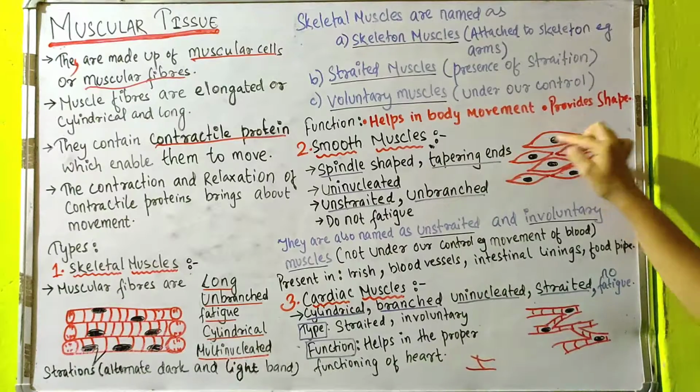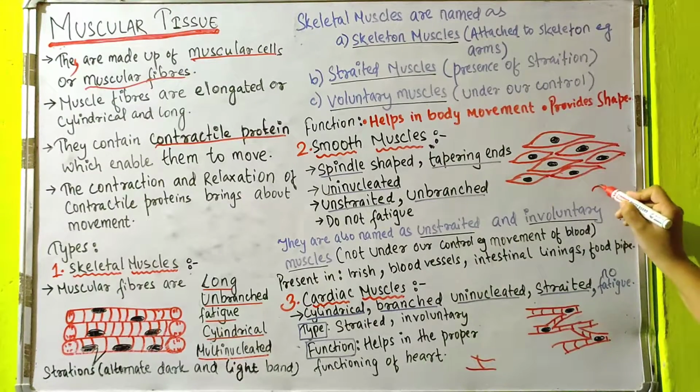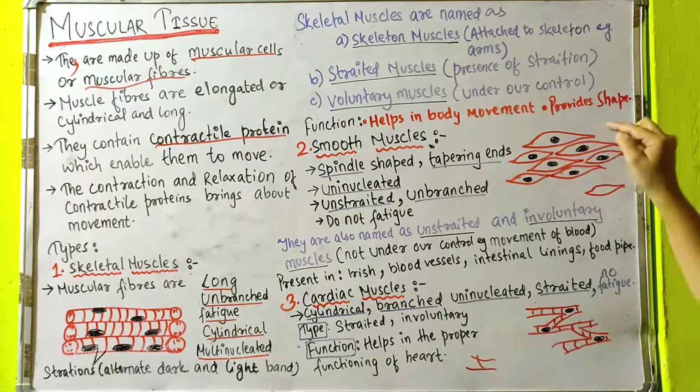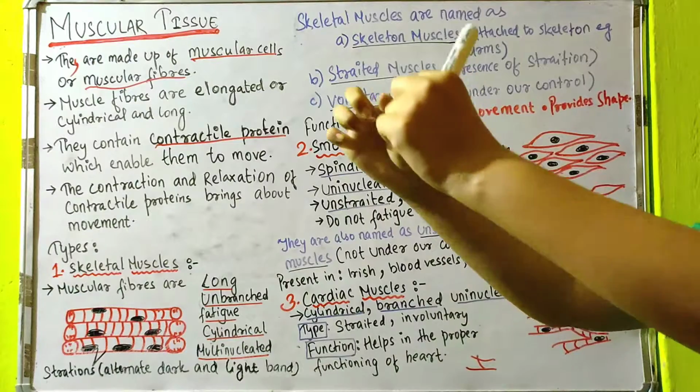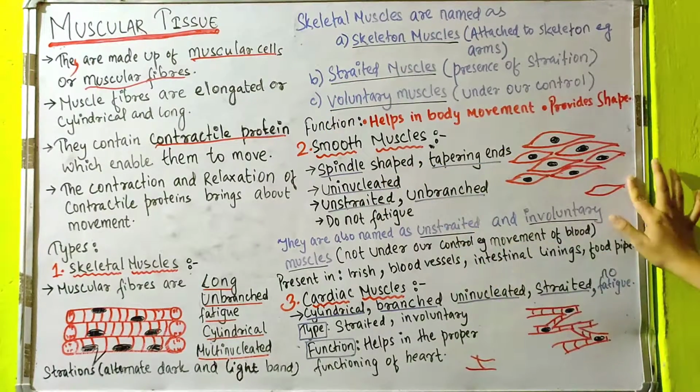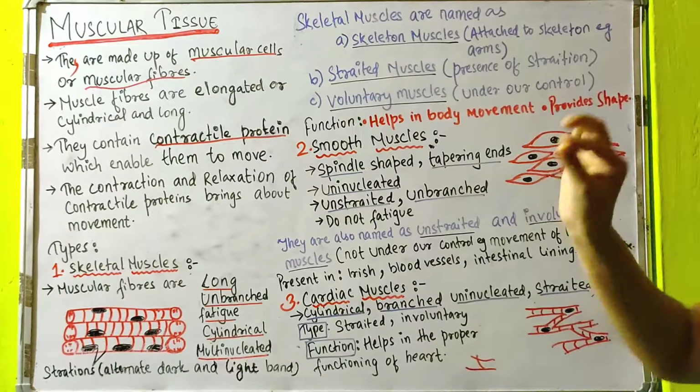Okay, this type of shape is known as spindle shape. Fishes also have a spindle shape, and these cells also have a spindle shape, and the end is tapering. And they are uninucleated. That means they have one nucleus in each cell.